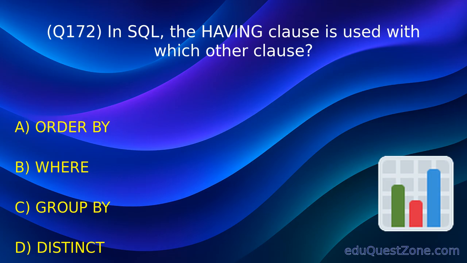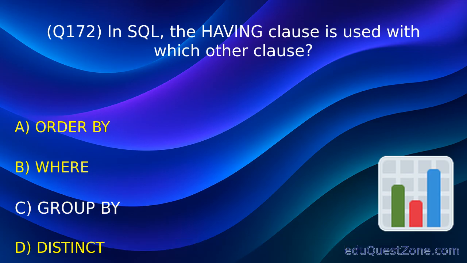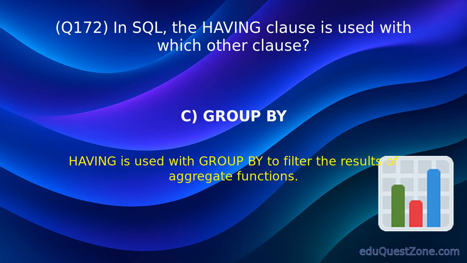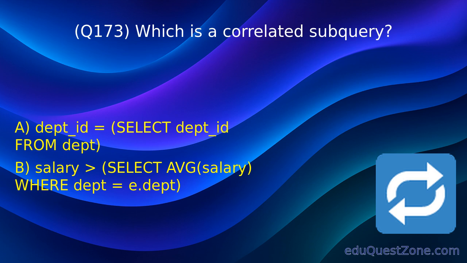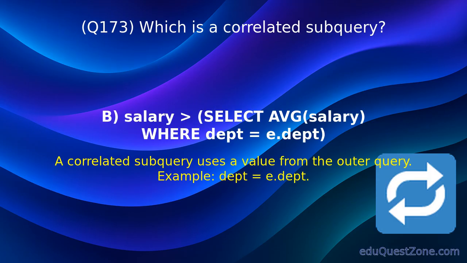Question number 172. In SQL, the having clause is used with which other clause? Option C. Group by. The correct answer is group by. Having works with group by to filter aggregated data. Question number 173. Which is a correlated subquery? Option B. Salary greater than select average salary where department equals E.Dept. A correlated subquery uses the outer query's column.